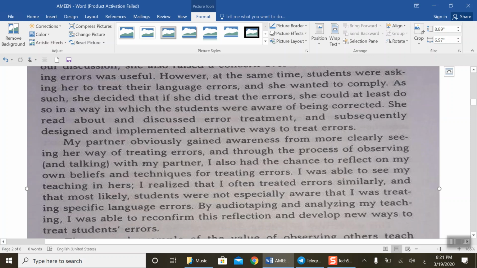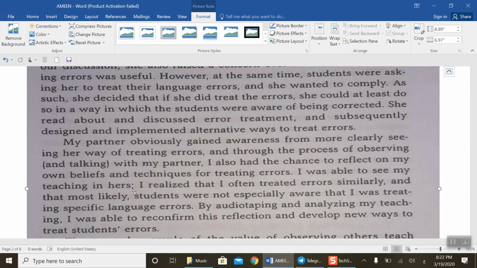What about the observer? The observer who went and watched. My partner obviously gained awareness from more clearly seeing her way of treating errors, and through the process of observing and talking with my partner, I also had the chance. So here I benefited from going to the class. I had the chance to reflect on my own beliefs and techniques for treating errors. Okay. I was able to see my teaching in hers. I saw myself in Mr. Ali, the same ways that Mr.